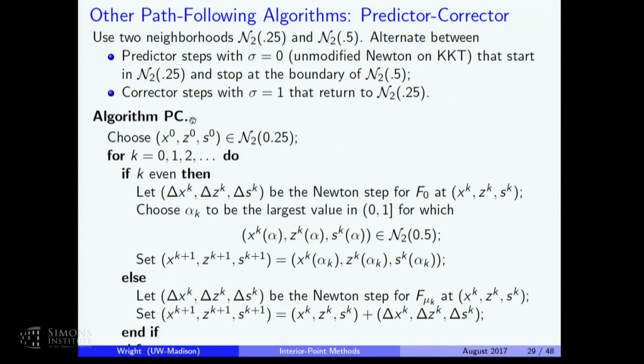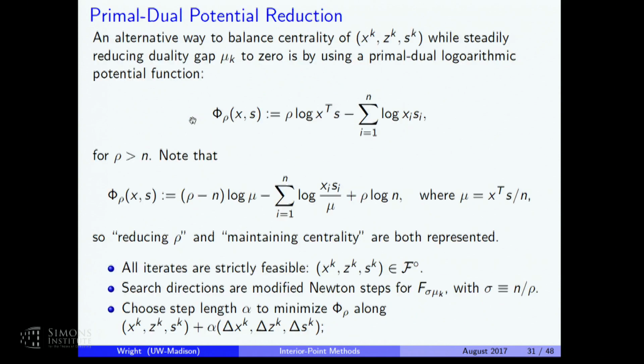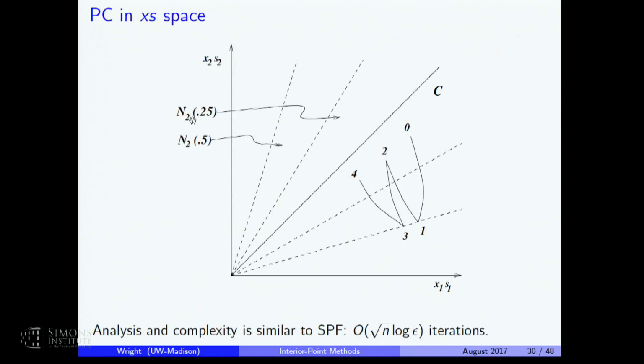Okay, I think it's a good time for a break. What's the complexity of this? This is also square root of n. And the analysis is very similar to short step path following. So this is also better than long step. Does this perform in practice still worse? Yep. You can actually show that it converges superlinearly, but it's still slower on the early iterations.